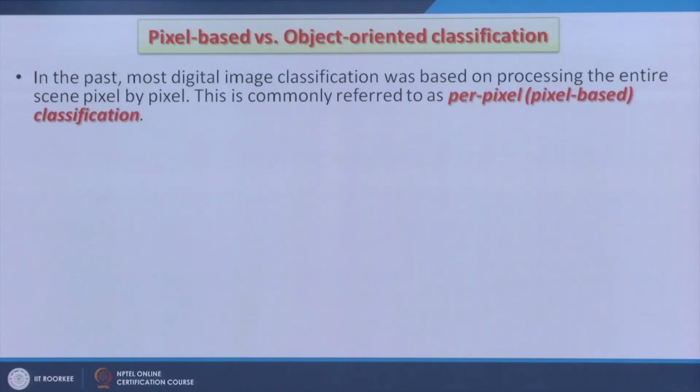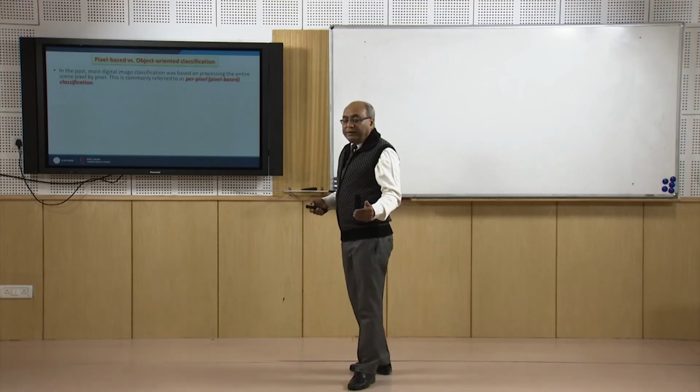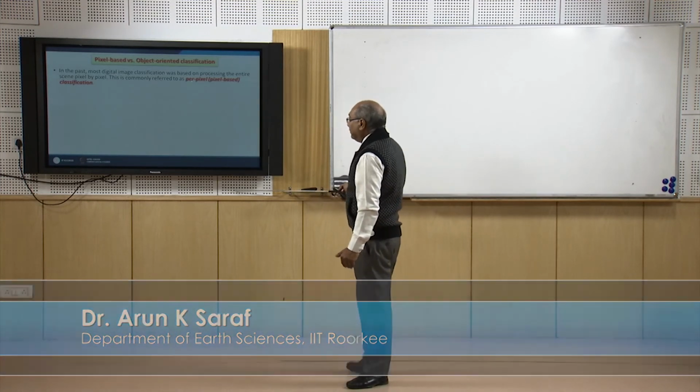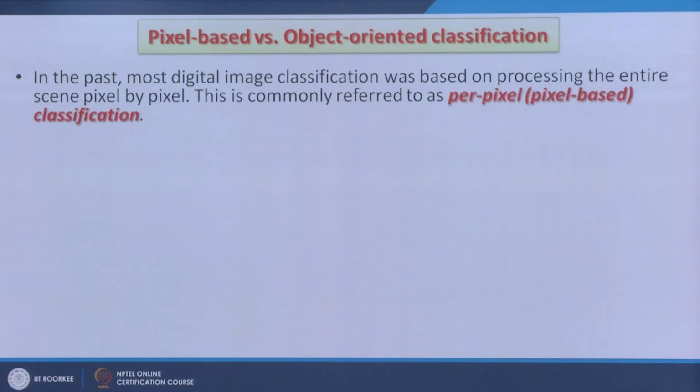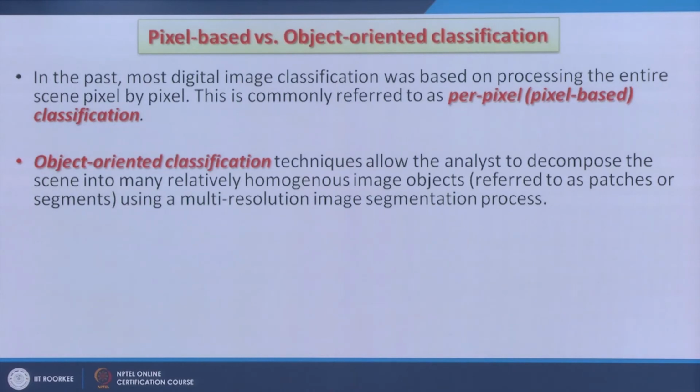There are some other classification techniques evolving, which in recent times have become popular, compared with pixel based classification: object oriented classification. So far what we have been discussing is pixel based. We can improve on this. In the past, most digital image classification was based on processing the entire scene pixel by pixel. Instead, we may now think about identifying the objects and then going for classification. Object oriented classification techniques allow the analyst to decompose the scene into many relatively homogeneous image objects, referred to as patches or segments, using a multi-resolution image segmentation process.